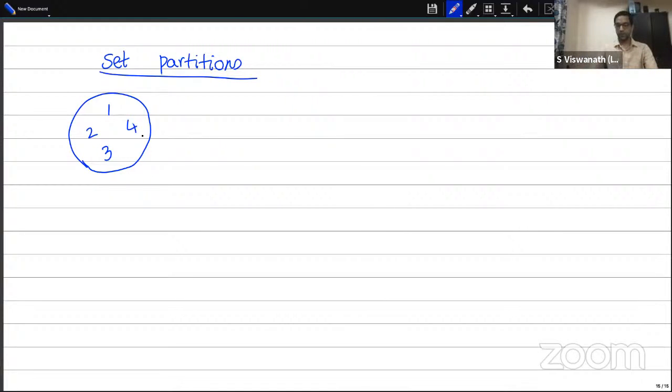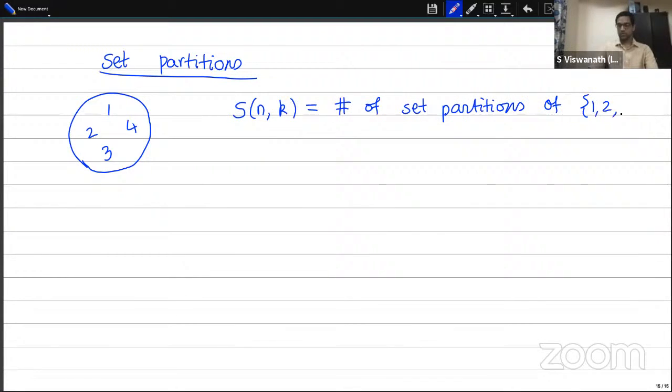Okay, and that's all I want to remember, right? Who are all neighbors of which numbers. Okay, so then we define this number. I said S(n,k) is the number of set partitions of 1 to n into exactly k subsets.